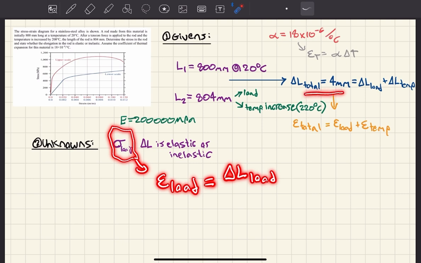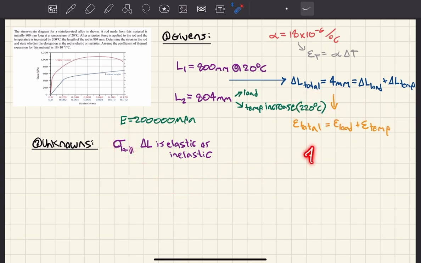It's not the total change in length, right? Remember, because we said that the total change in length has a component. It's split into the change in length due to the load, because I'm pulling it, and it's also thermally expanding. And it also has a component where it's the temperature. So my change in length here is not 4 millimeters, right? So I have to be aware.